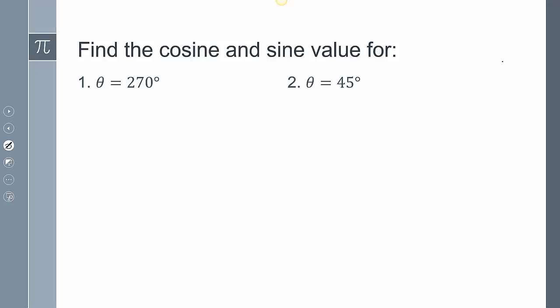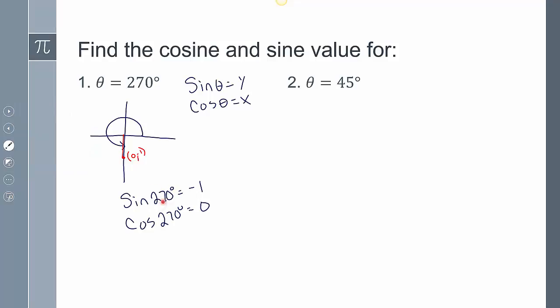So let's find the cosine and sine values for 270 degrees and 45 degrees. So this first one, 270 degrees, well, that's this rotation here. And because we said my radius is 1, it's going to stand out a distance of 1. And so the point for that is going to be 0, -1. And so that means that if sine of theta is going to be my y value and my cosine theta is going to be my x value, well then the sine of 270 degrees, that's my y value, and my y value is -1. And the cosine of 270 degrees is going to be 0.